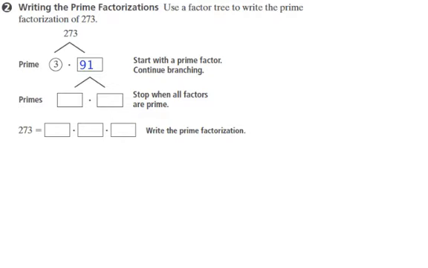3 is prime, so we're going to circle it. But 91 is not, so we're going to branch out underneath it. You have to ask yourself, what can go into 91? 7 goes into 91. 7 goes into 91 13 times. So 7 times 13 is 91. Both of those are prime, so we're going to circle both of those. So the prime factorization of 273 is 3 times 7 times 13.